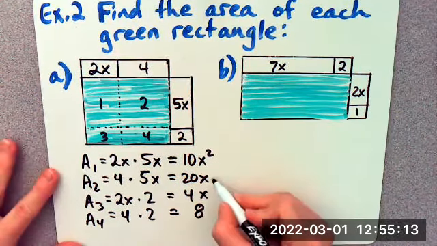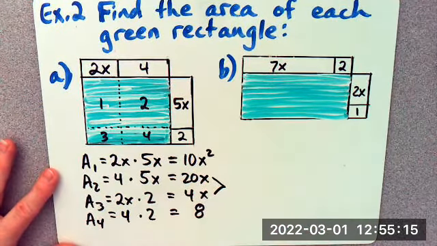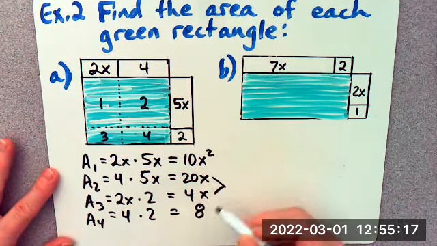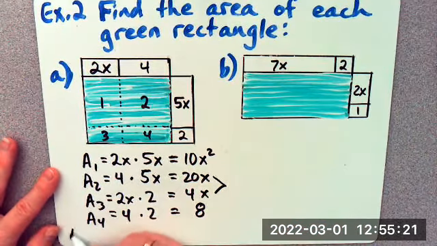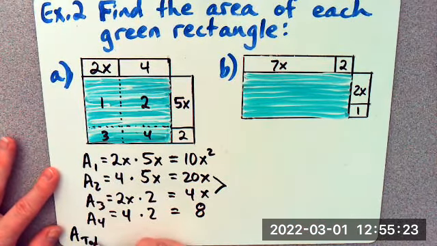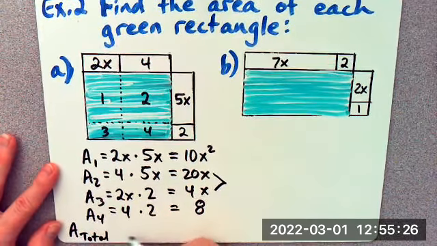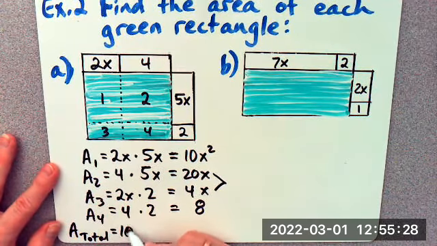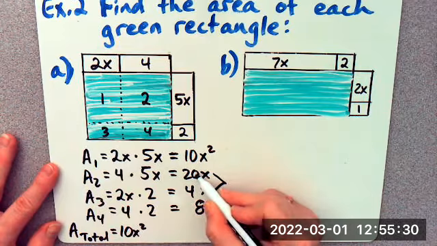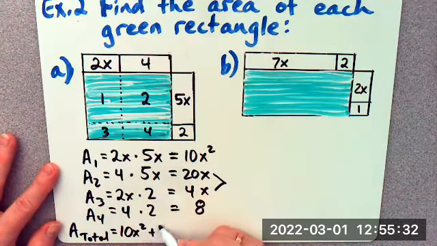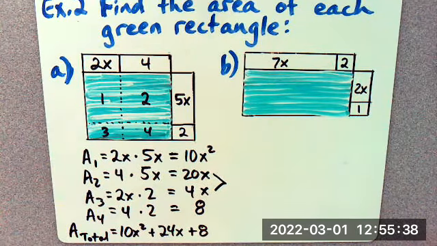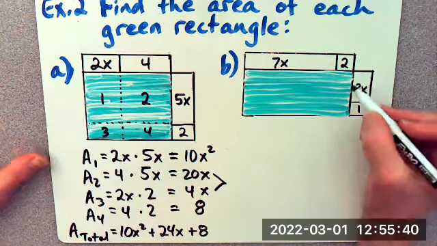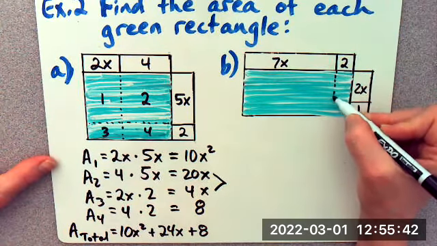All right, so these two are like terms, so we can combine those, but these two are not. So this would be a 24x right here. So area total then would equal 10x squared, and 20 plus 4 is 24x, and then plus 8. So that's one way to organize it.